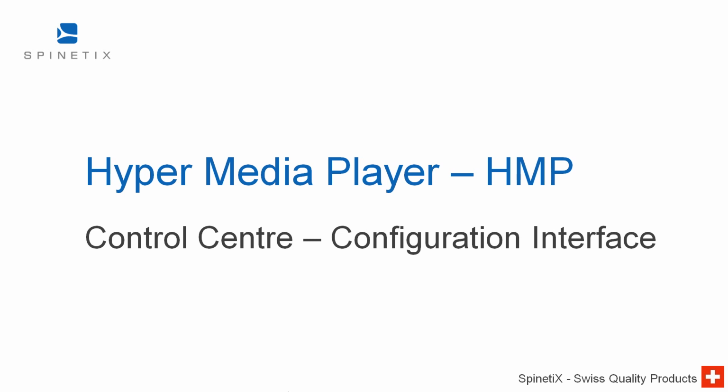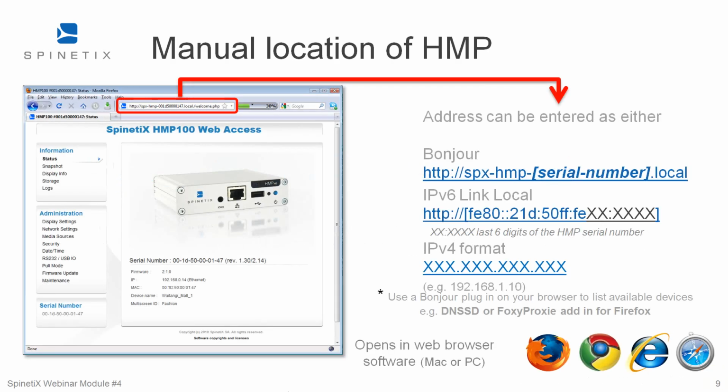The Control Center configuration interface is a web-based interface. To access the interface, there are several ways to do this. The easiest way is to go to a web browser and type in the name of the device in either Bonjour format, IPv6 or IPv4 format. You can see here the formats of those commands. You type that in to the top of the browser window and this will then access the content accordingly.